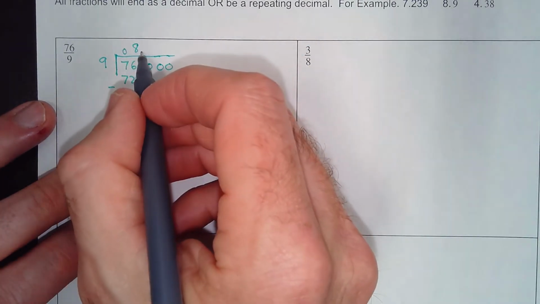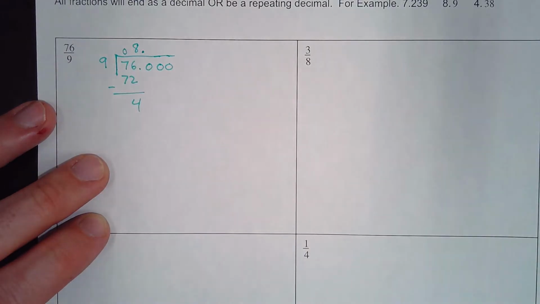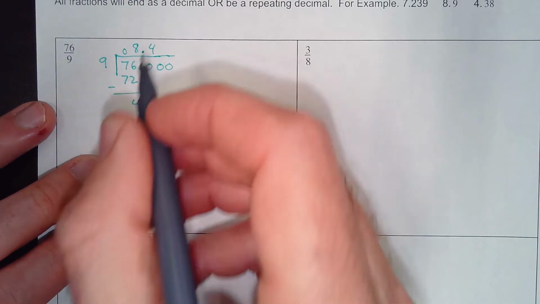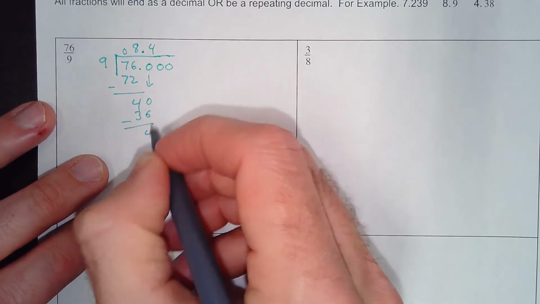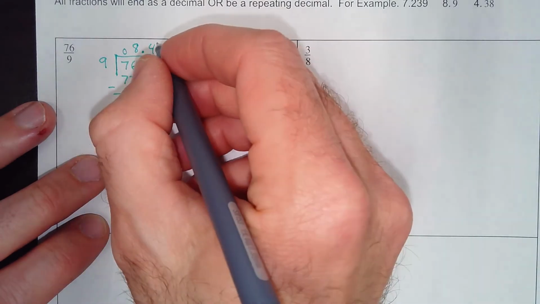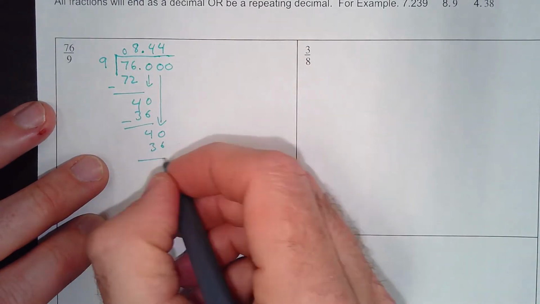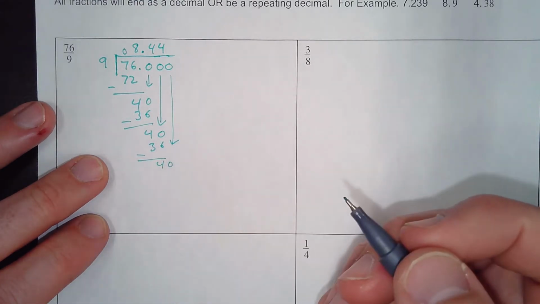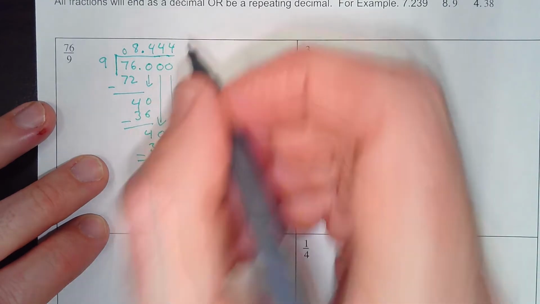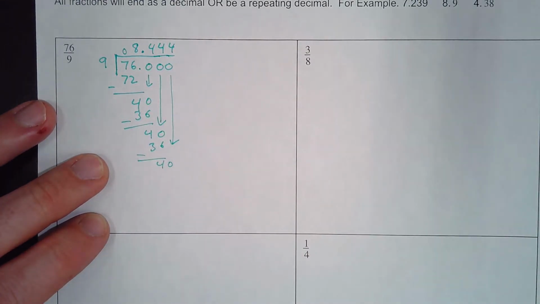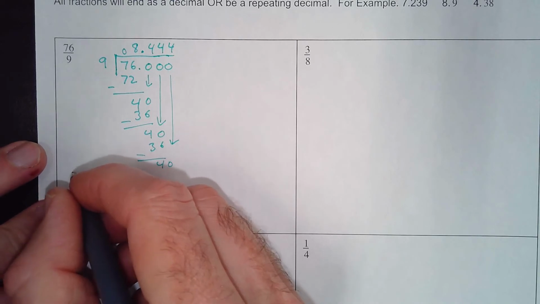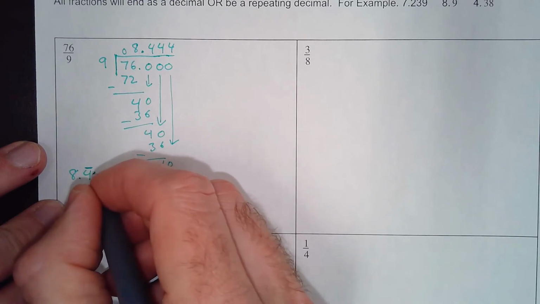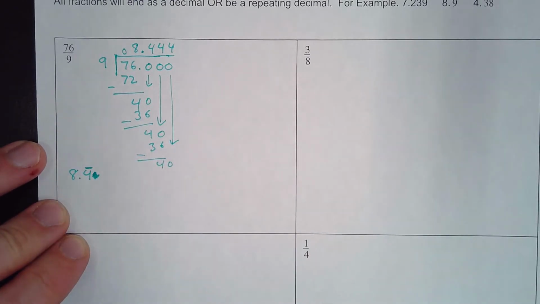When I put a decimal there, my decimal goes straight up there. And now I can bring down a 0. 9 goes into 40 4 times, 36. You kind of noticing a pattern of what might happen here? This is going to be a repeating decimal, and this would be equal to 8.4 repeating. I only need to put a bar over the 4 for 8.4 repeating.